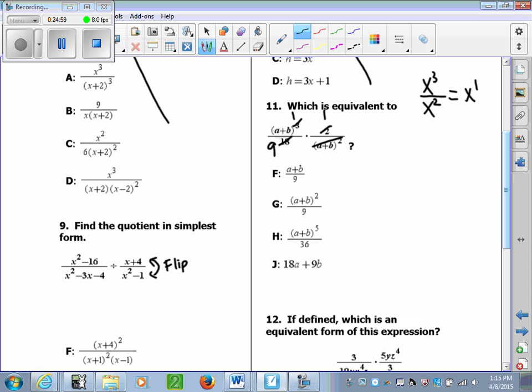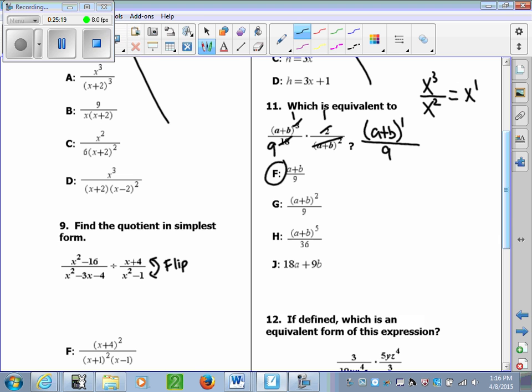Alright, so in my numerator, nothing else really cancels with anything, so I'm left with an a plus b to the first power, which I don't really need to write that 1, but you can. And then in the denominator, the only thing left over is that 9. So my answer is a plus b over 9.